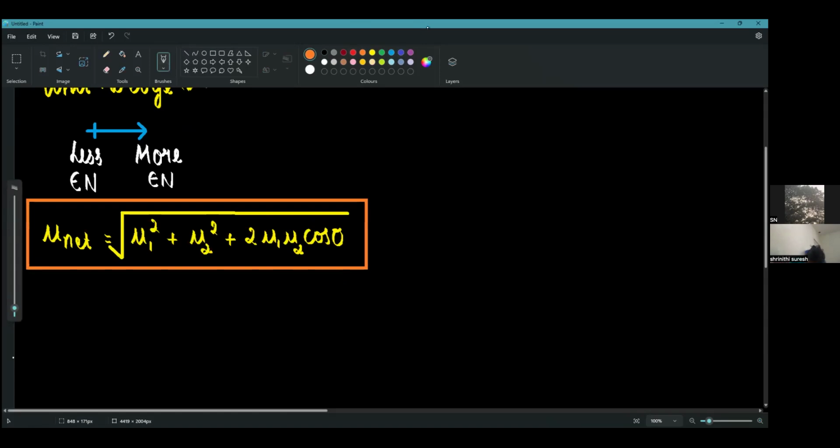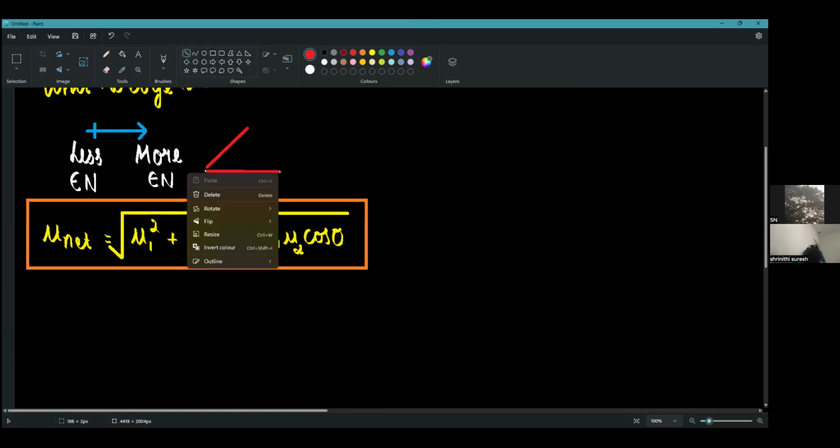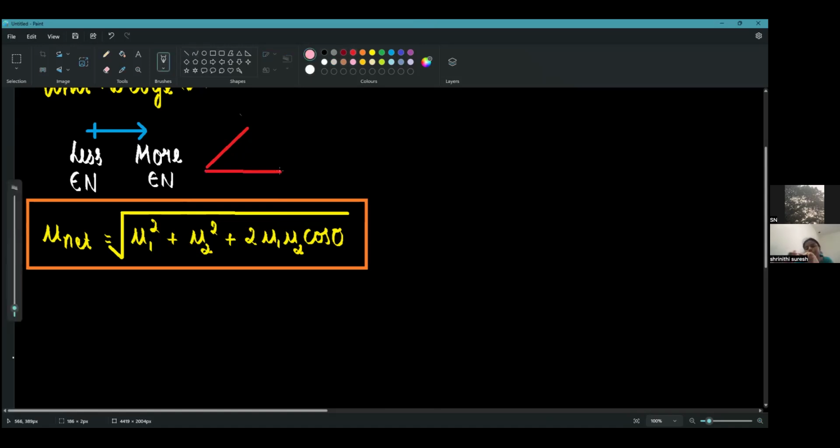It means that if you have two vectors, say this is one vector and this is another vector, say this is mu1 and this is mu2, and theta is the angle between them. So the resultant of these bond moments is given by mu1 square plus mu2 square plus 2 mu1 mu2 cos theta. Got it, madam?